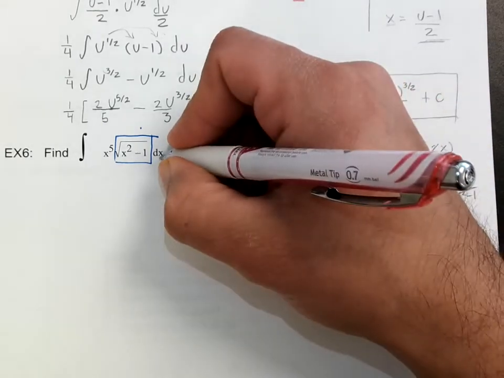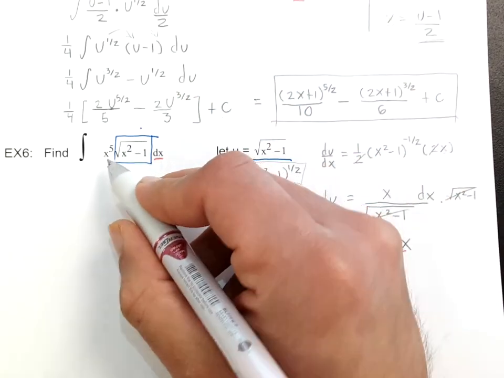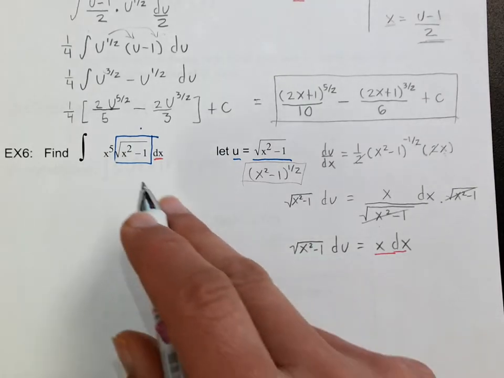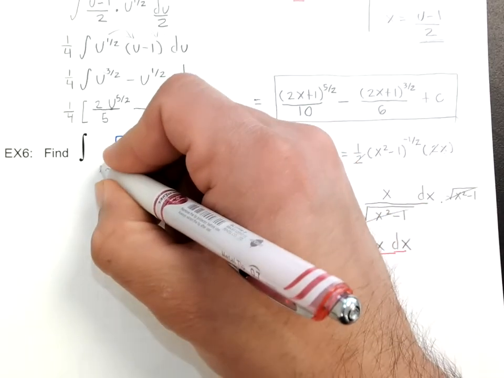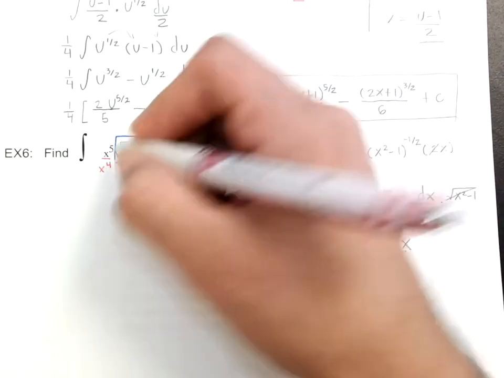Alright, so that means that this dx is getting taken care of, but this one, I only have x to the 5th power, not x. So that would mean that I still have x to the 4th power that I need to deal with, after dealing with this x.